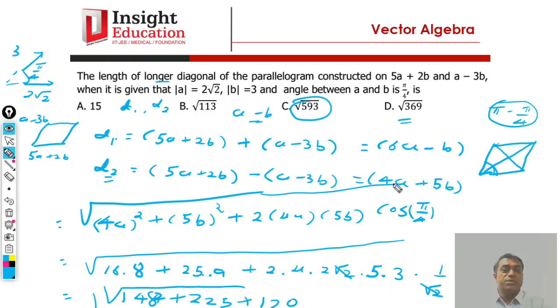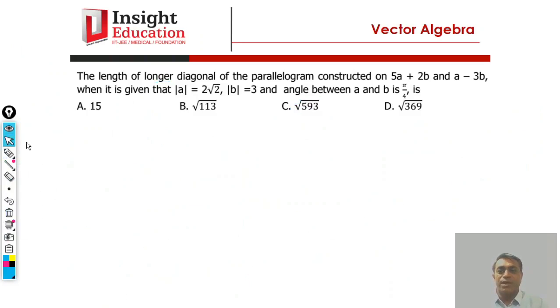Here you have to consider under root (4a) square plus (5b) square, because 4a is one vector and 5b is another vector. Plus 2ab cos theta, where the angle between a and b is given as pi by 4, so that I have considered. Done. So now you can see the complication.